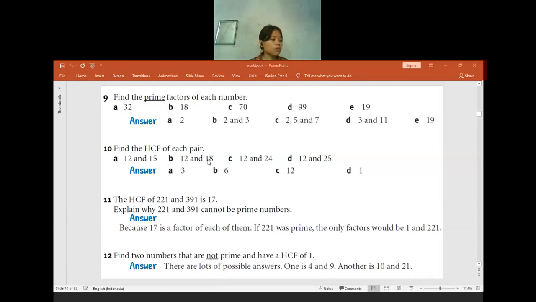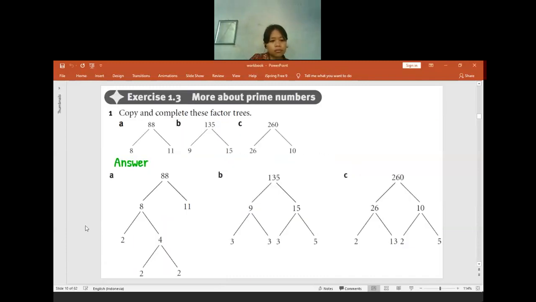Is there anything confusing from exercise 1.2? No confusion? Okay. If nothing is confusing now, I will move to page 9 because all of you have already done it, so I can go faster. For question 1, it is not your homework, I know, but I will just display it here.